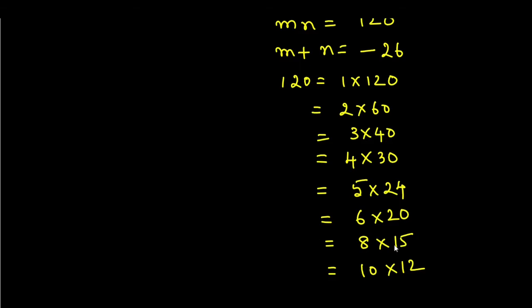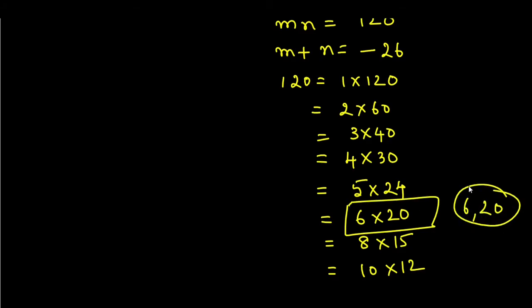Now we can take negative signs to these also. Let us just add modulus and find out whether it is equal to 26. Here we find this one, 6 and 20. When we add these two factors, we get 26. So the required factors are minus 6, minus 20.